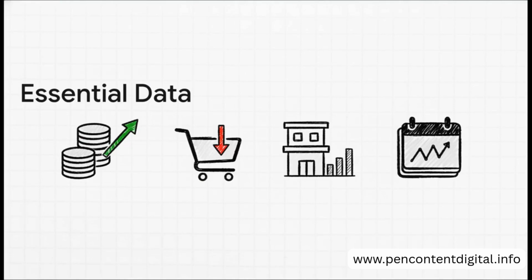First up, revenue data. That's all the money coming in. Second, expense categories. We need to know where all that money is going. Third, we need department performance to see who's driving costs and who's bringing in the profits. And finally, monthly trends, because we need to see how we're doing over time. These are our foundational building blocks.